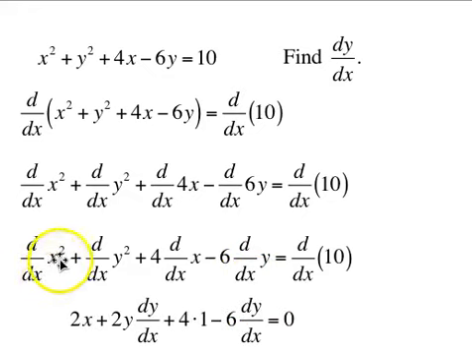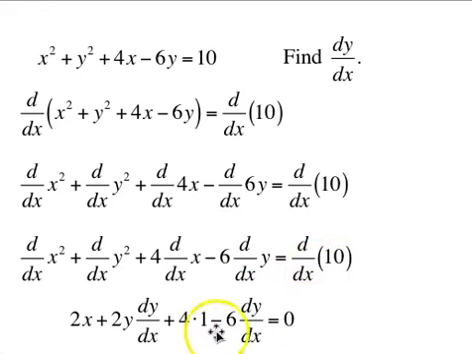The derivative with respect to x of x squared is 2x. Now, the derivative with respect to x of y squared, something squared, is 2 times y to the first times the derivative with respect to x of the something, of the y. The derivative with respect to x of y is just dy dx. The derivative with respect to x of x is just 1, hence 4 times 1. The derivative with respect to x of y is dy dx. And the derivative with respect to x of 10 is just 0.